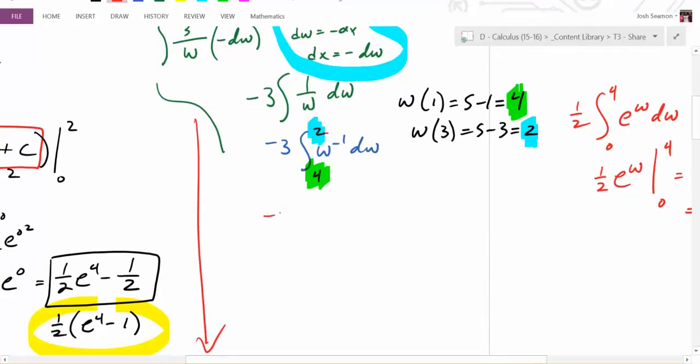So what do we now have? We have -3 integral 4 to 2. Is it okay that it goes from a bigger number to a smaller number? Yeah, sure. That's totally fine. You don't care. You can integrate backwards. That's fine. What is the integral of w to the -1? Someone could tell me. What is it?